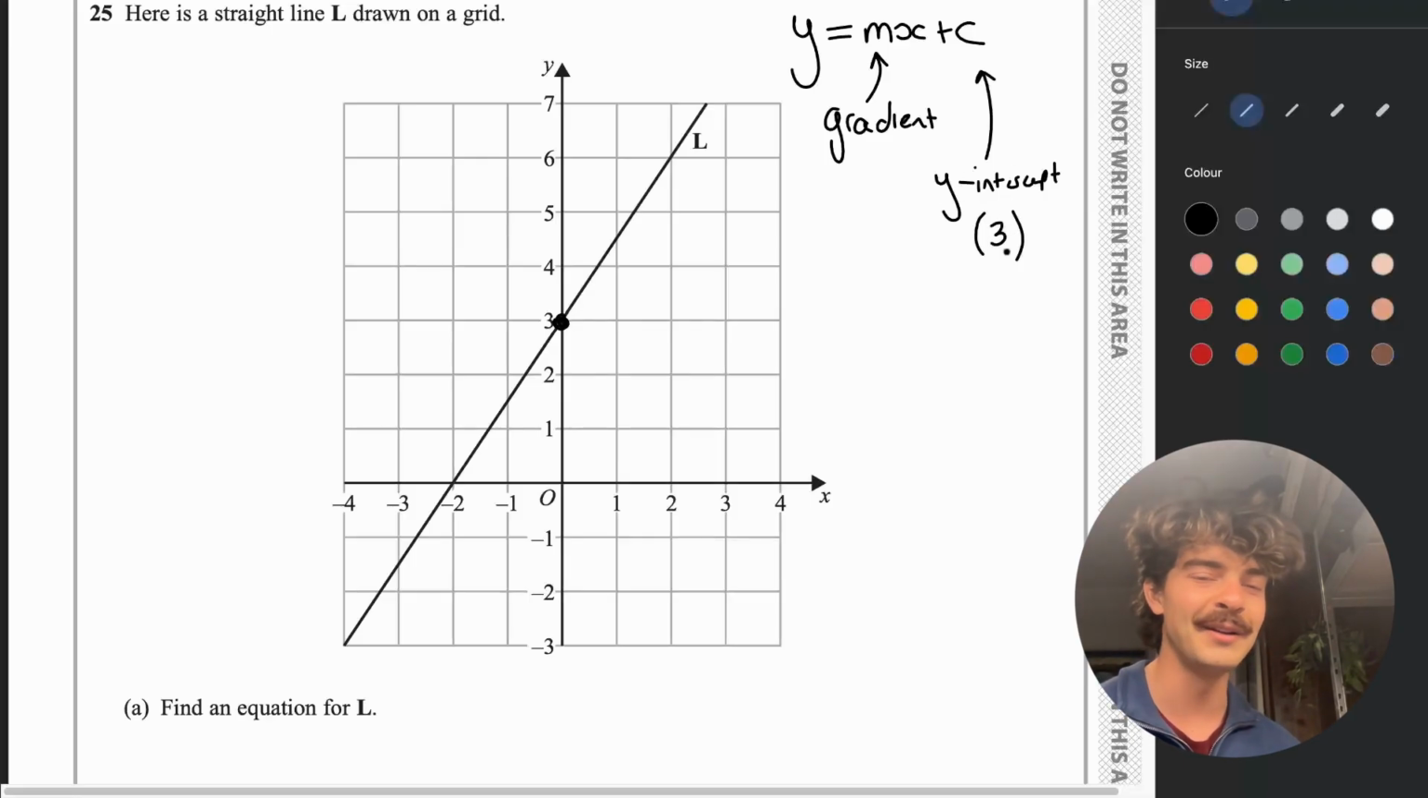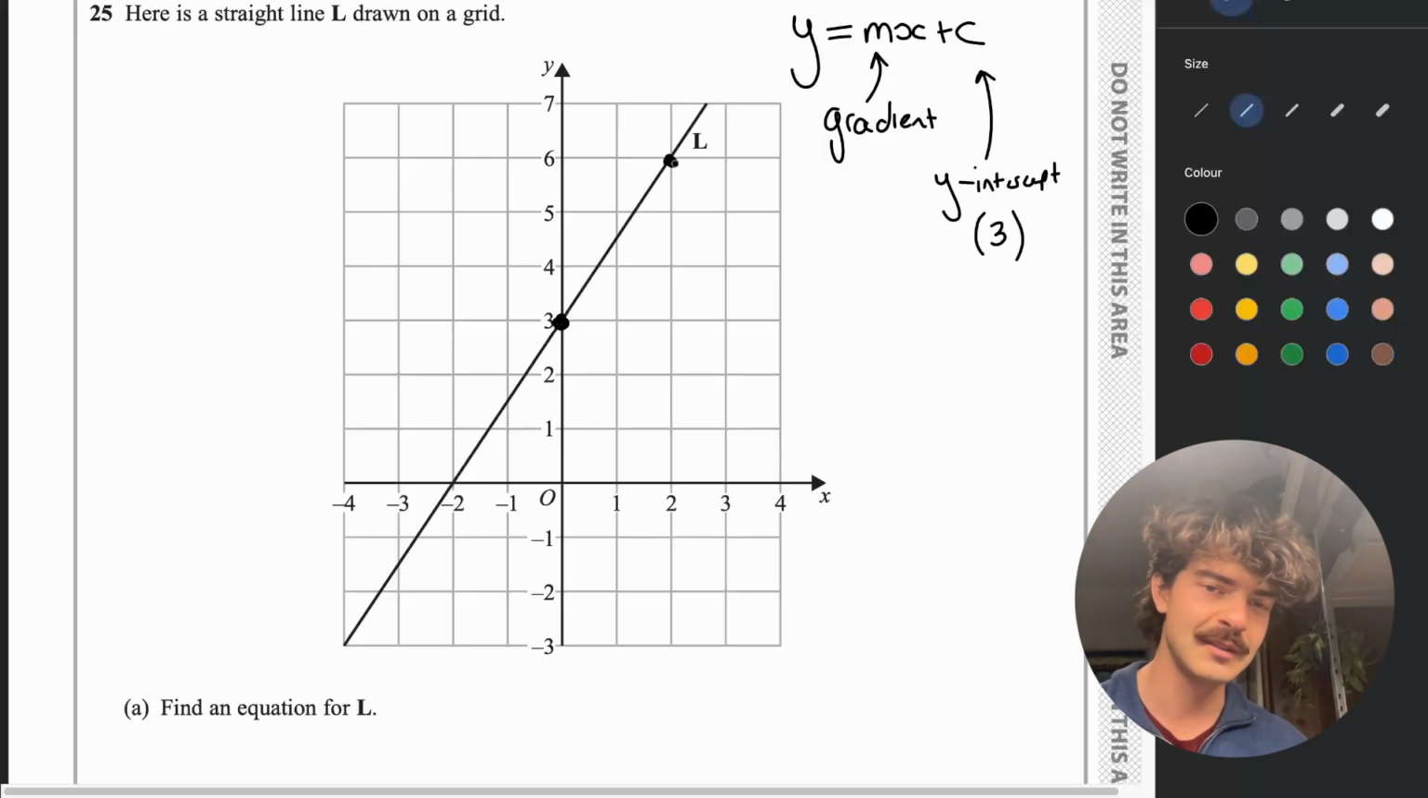And the gradient, well, there's a couple of different ways of thinking about it. The most common one is to say, well, what's your change in y-coordinate for your change in x-coordinate? I also like to think about it as for every one step I take to the right, how much do I go up or down? In this case, let's do the change in y-coordinate over a change in x-coordinate.